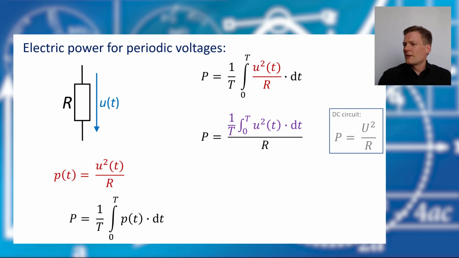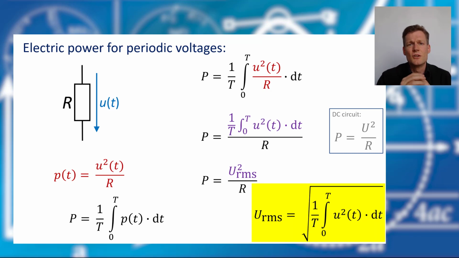Okay, so the result of this integral will depend on the shape of the voltage, but it will be just a number. And we call that number U_RMS. And we need U_RMS squared to have the same equation as we had for the DC circuit. Okay, and now if we compare it, that means that this U_RMS has to be the square root of this purple part of the equation there.